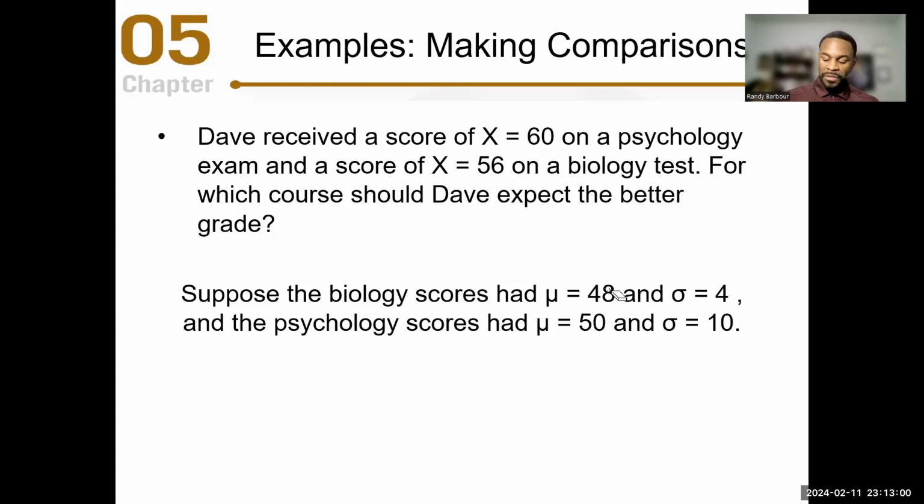Okay, so given this information, let me go to my whiteboard real quick. And so I'm going to show you how you would do this. Because what we're going to do is convert each of these scores, the 60 and the 56, into the same scale, which is going to be a z-score. If we convert them to the same scale, we'll be able to compare them because we know that a z-score has a mean of 0 and a standard deviation of 1. Right? So let's go ahead. Let me go to our whiteboard.